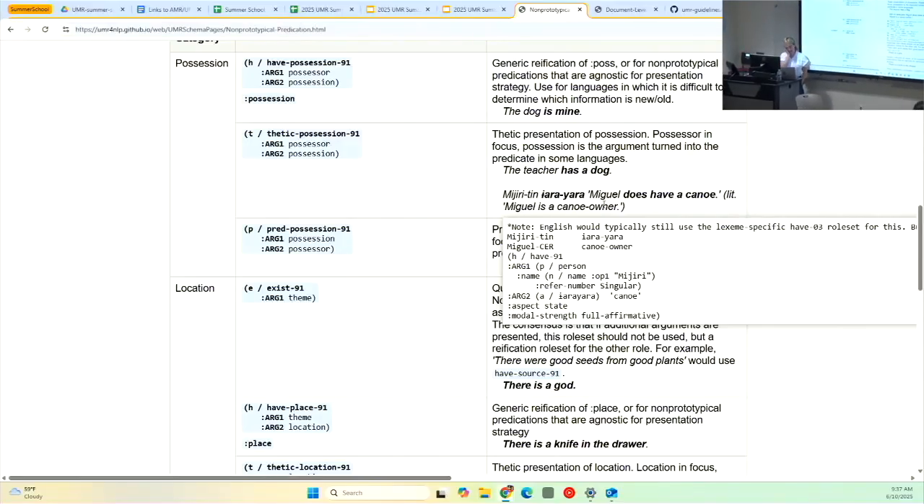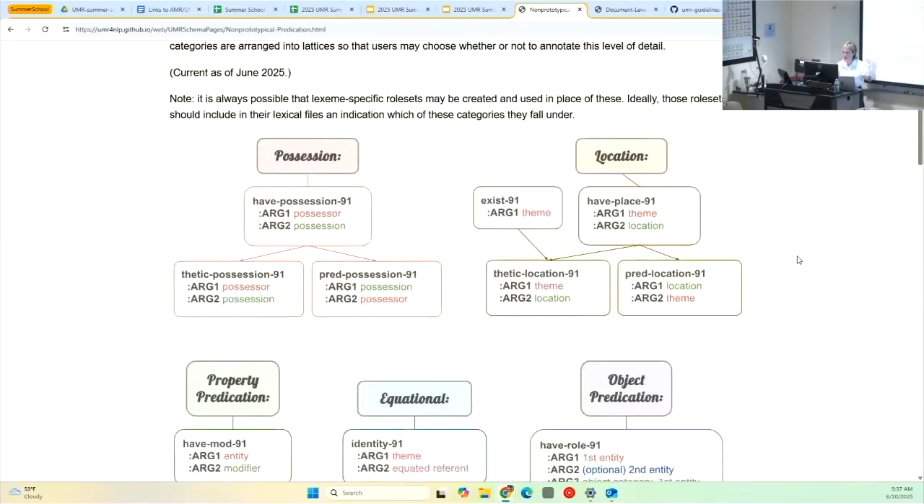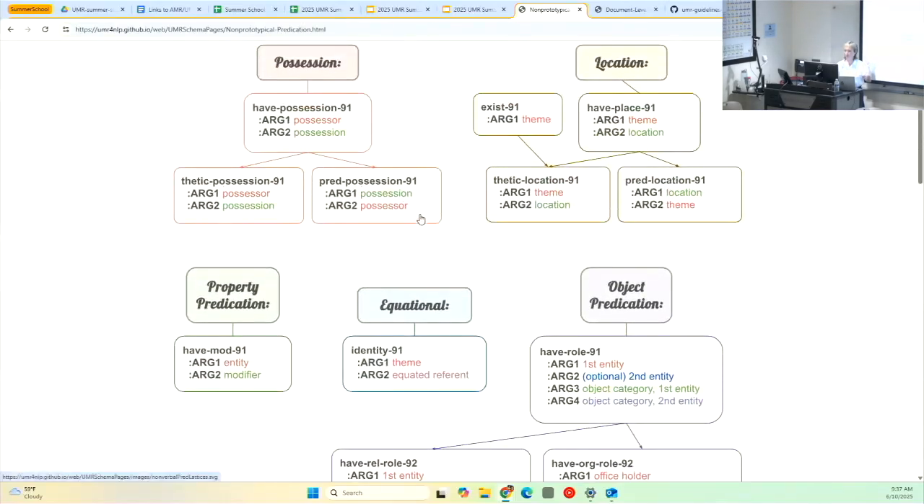So thetic and predicative, we have the same alternation with possession and also with location. And it's the only place in UMR where you can pay attention to which information is new information and which information is old information. It turns out this is really, really hard to annotate in English. It's just really hard to do.